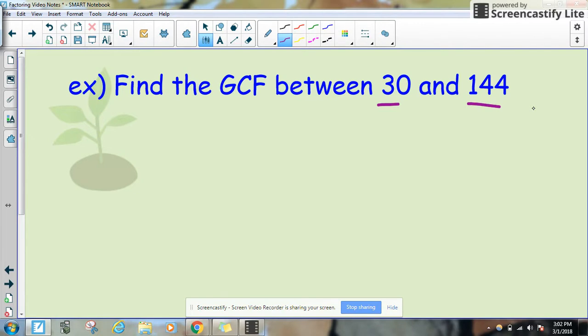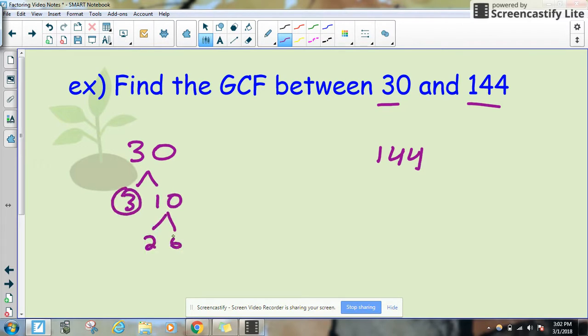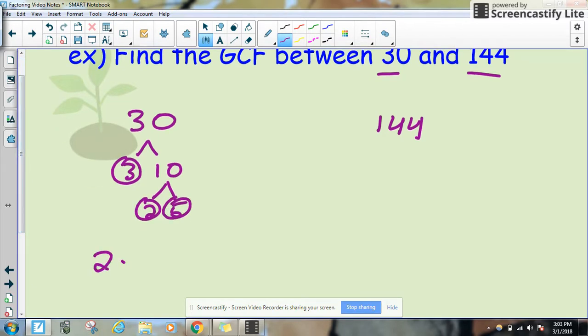So the easiest way to do this, to be honest, is to either, one, use your divisibility rules and narrow it down, or two, use their prime factorizations, okay? So I'm going to do it using the prime factorizations. So let's take down the prime factorizations of 30 and 144. If I break down 30, it's going to be 3 times 10, and I'll circle 3, and 10 is 2 times 5. So the prime factorization of 30 is 2 times 3 times 5, okay?